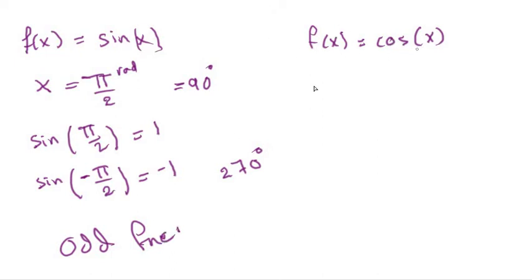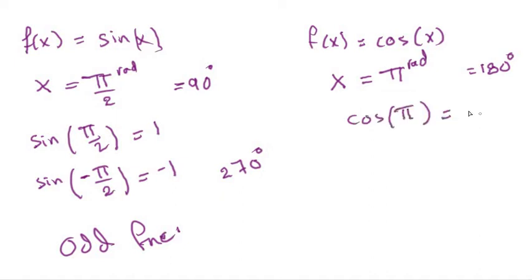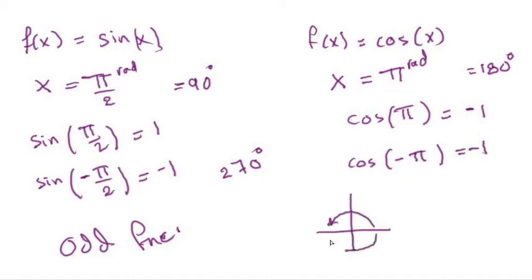What about cosine x? Let's try it for x equals pi radians. This is 180 degrees. Cosine pi is equal to negative 1. Again, cosine negative pi is equal to negative 1. Actually, this is pi, and this is negative pi in the opposite direction. It's 180 again. Because we got the same value, the same sign and the same value, it means that this function is an even function.